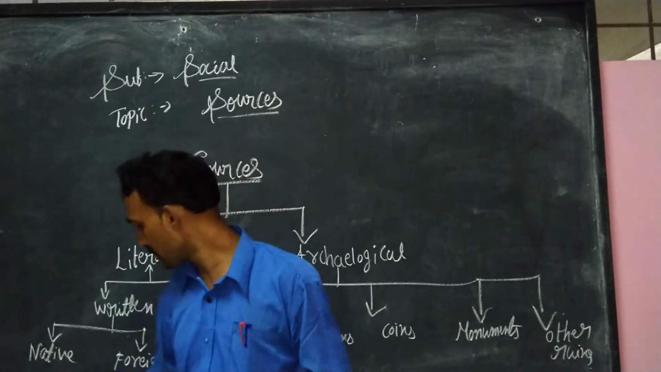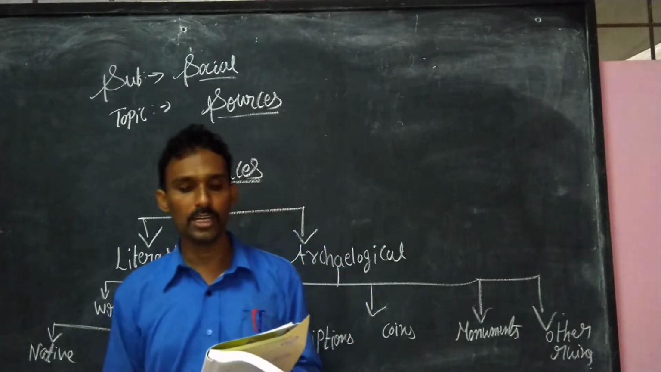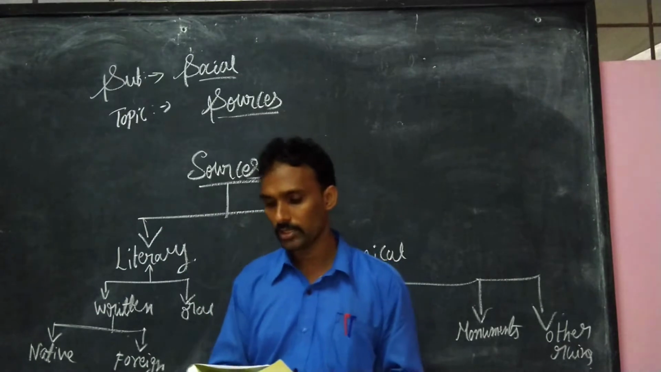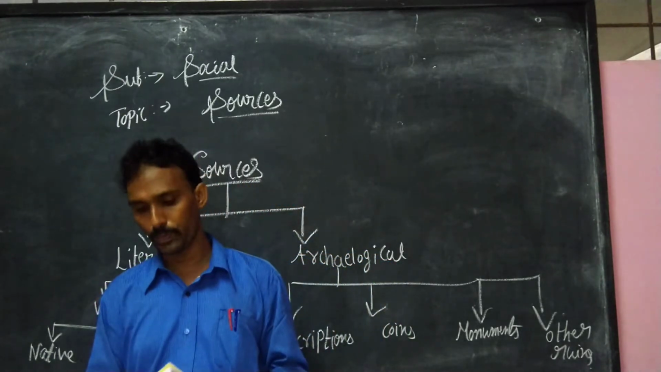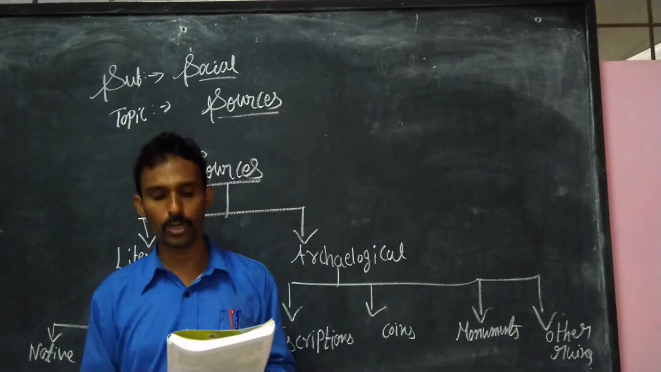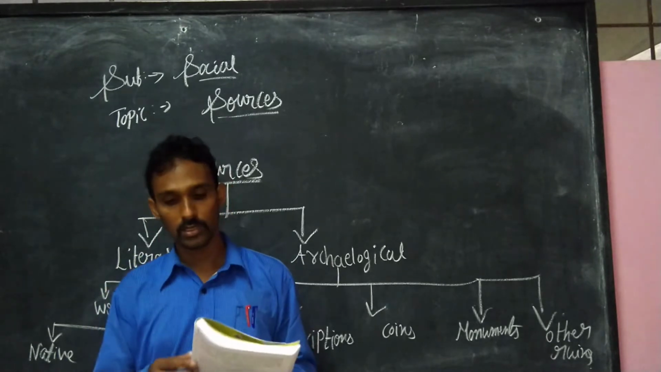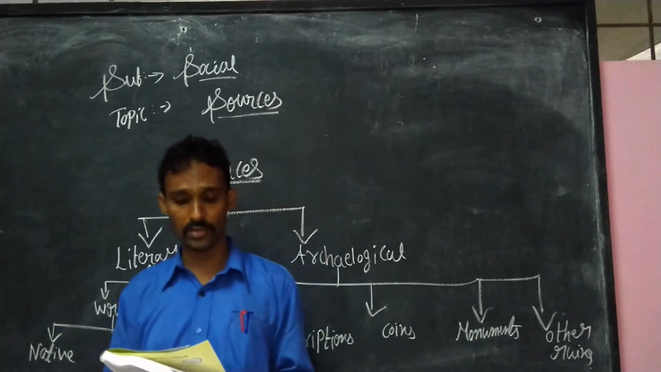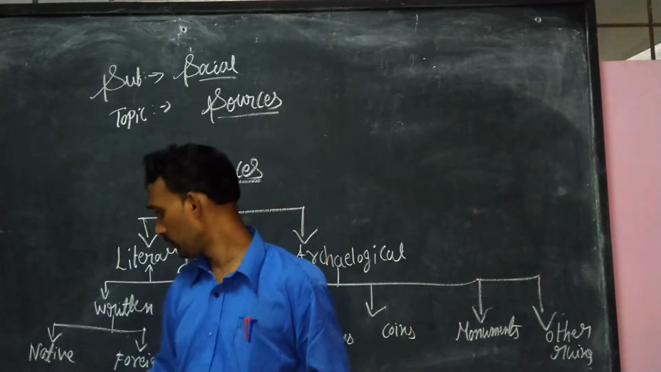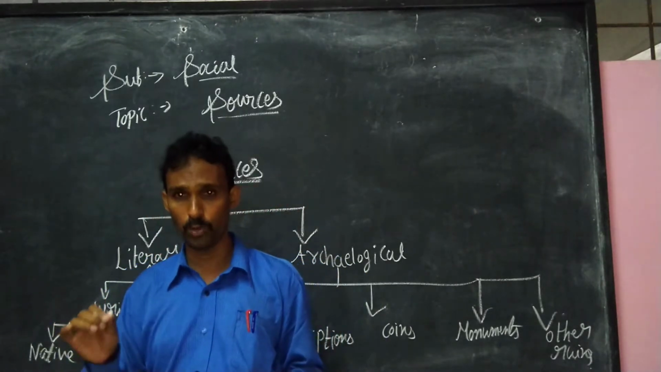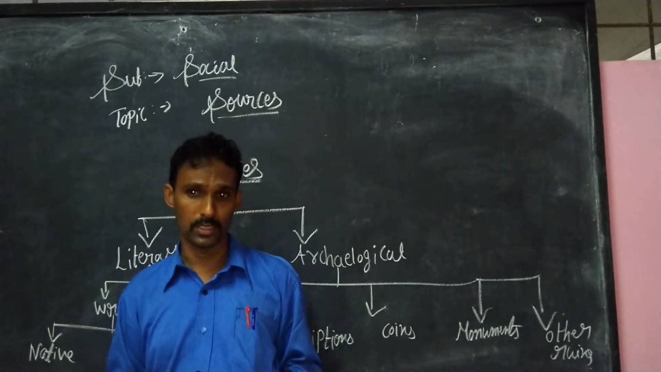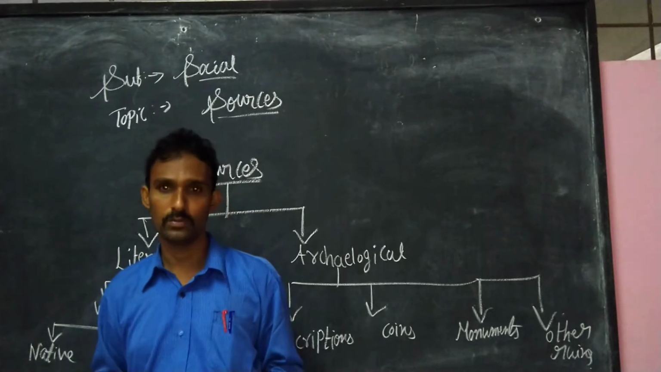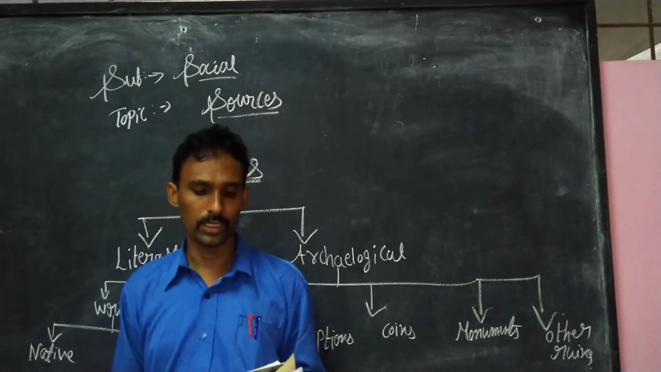Native literature means literature created in Indian languages, like Sanskrit, Tamil, Telugu, Kannada, Prakrit, Hindi, Marathi, Kashmiri, Gujarati, Oriya. These are all written languages. The main sources are books written by Indian poets or kings, and they belong to that period.